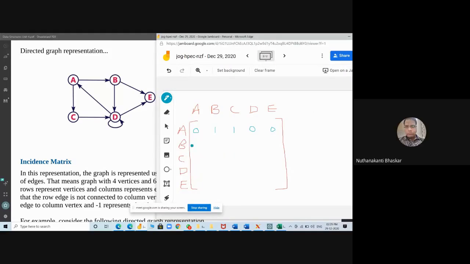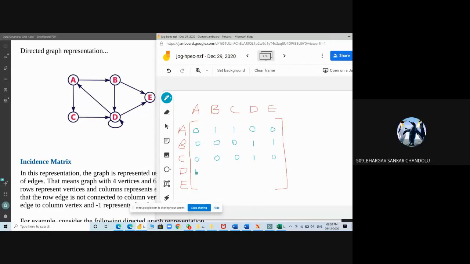0. B to A, 0. B to B, 0. B to C, 0. B to D, 1. B to E, 1. C to A, 0. C to B, 0. C to C, 0. C to D, 1. C to E, 0.